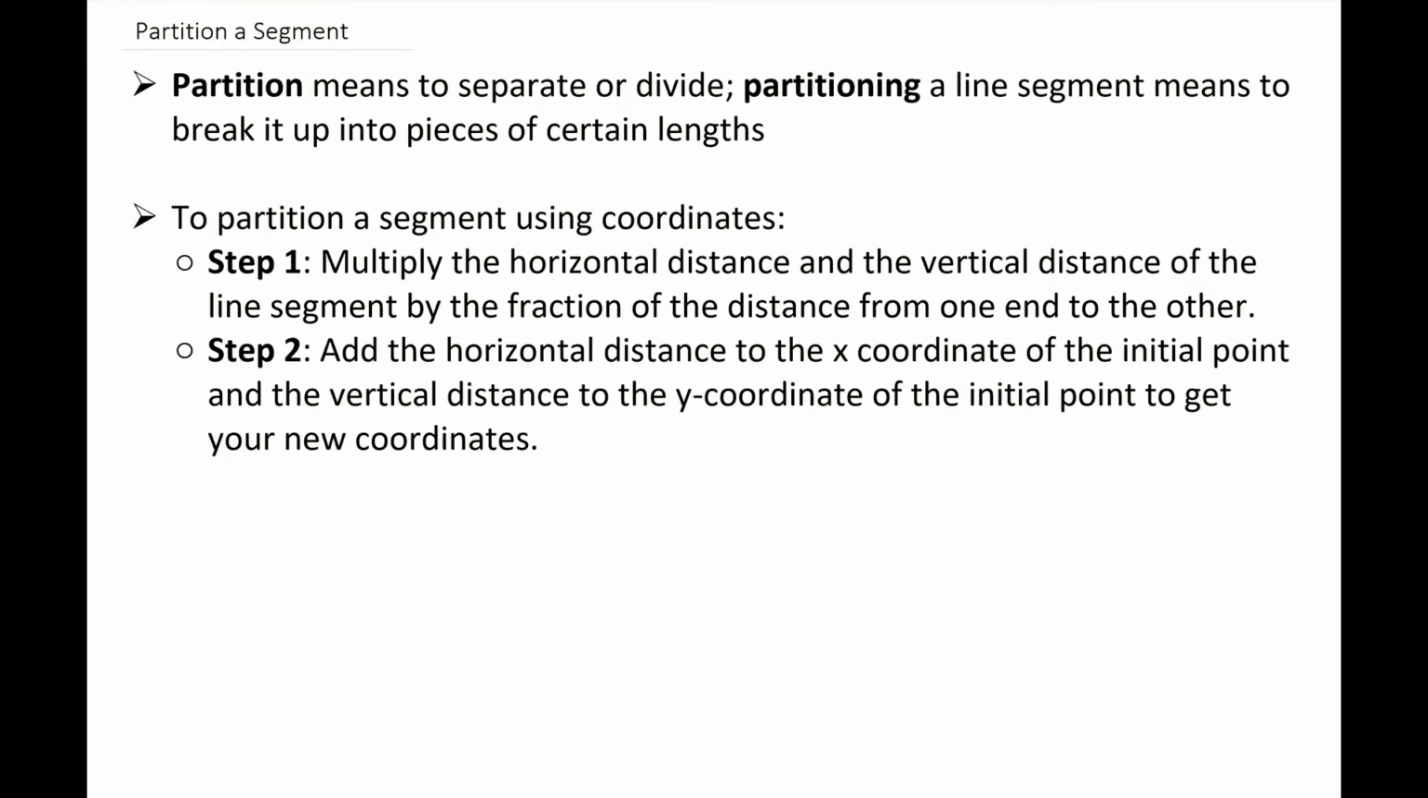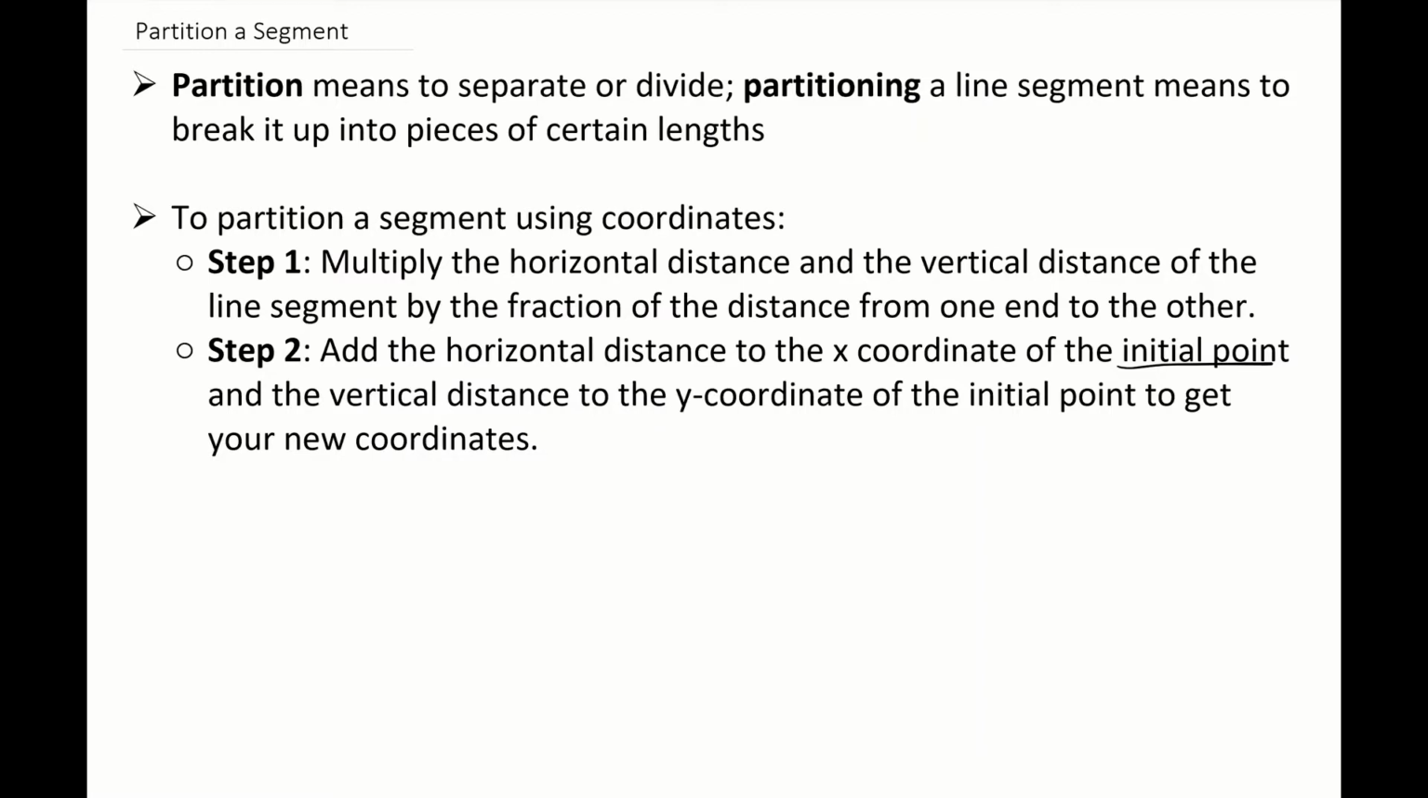And then you're going to take the horizontal distance and add it to the x-coordinate of the initial point. This is the point that you're traveling from. So when it says 3/5 of the distance from A, well then A is your initial point. And then the vertical distance to the y-coordinate of the initial point to get your new coordinates. Okay, so there's a lot of verbiage here.